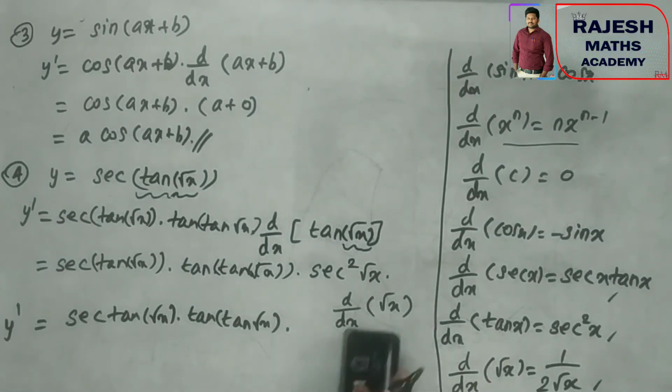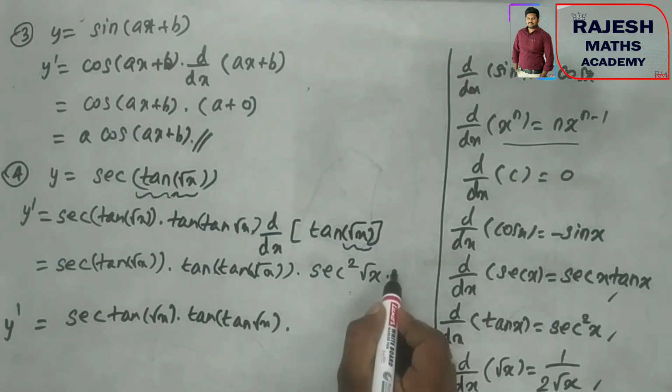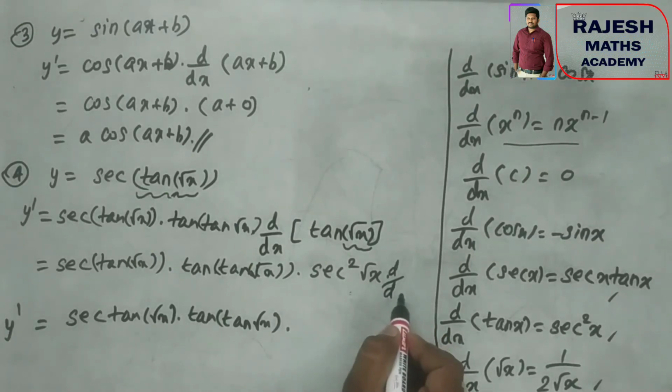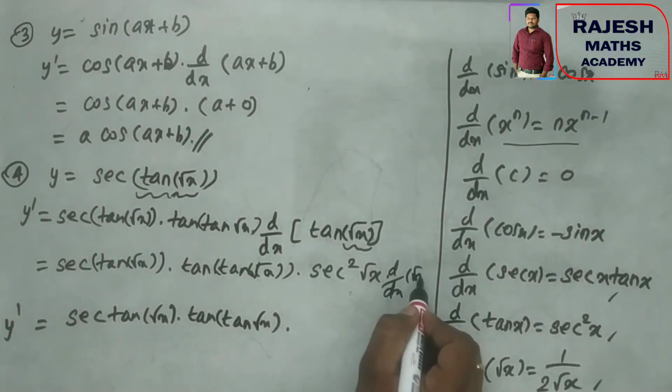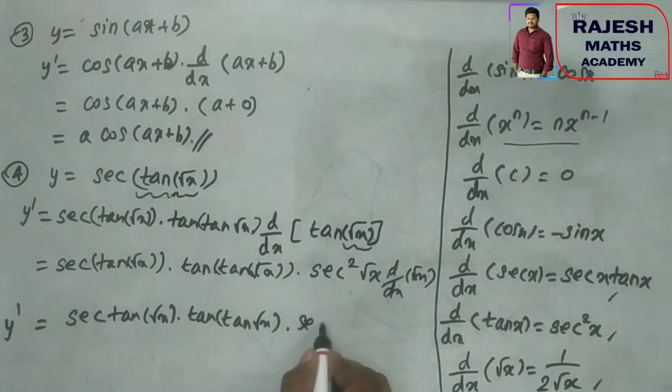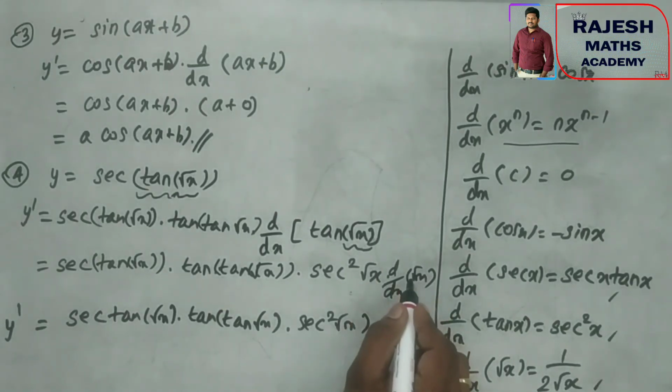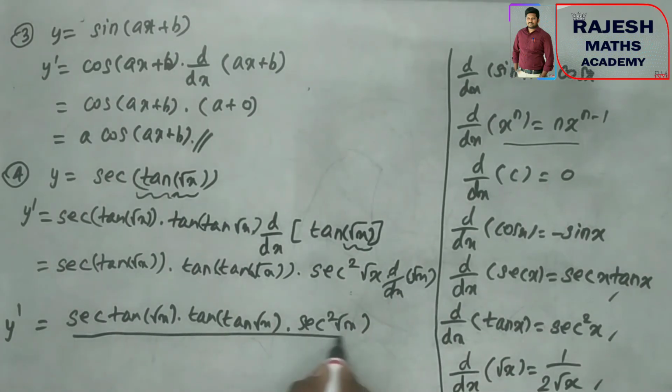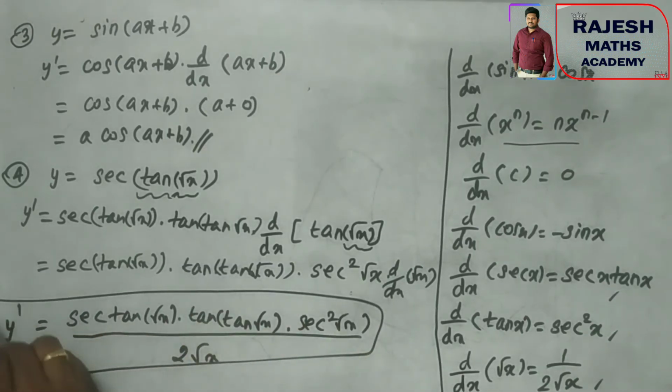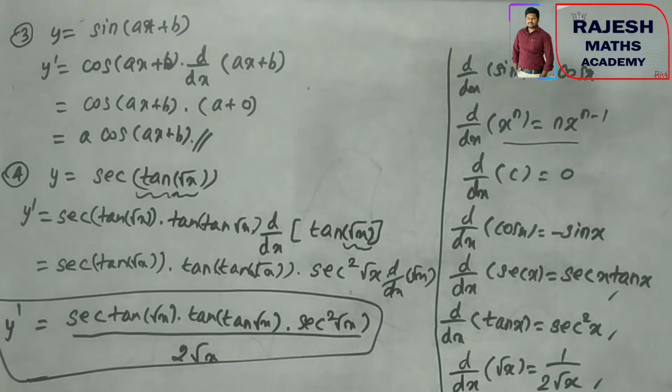I don't have place, so I am erasing and writing here, that is d by dx of root x. The remaining part is secant square root x. Differentiation of root x equals 1 by 2 root x, so I am writing in the denominator 2 into root x. This is the derivative of the given question.